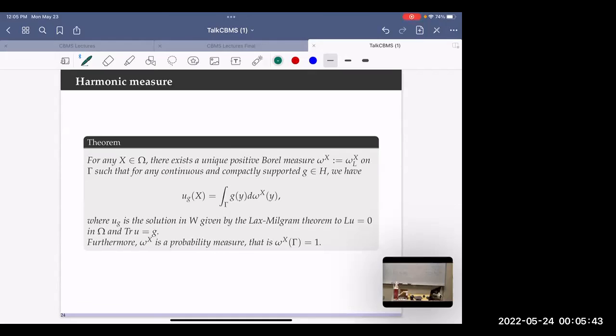So in principle, it's the same thing due to abstract functional analysis. For every data g on the boundary, there is a measure defining the solutions for you. It's positive, it integrates to one, so it's a probability measure. And we'll start from there. Next slide. Thank you so much.